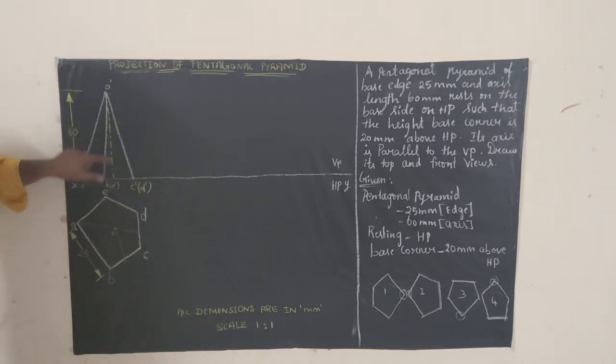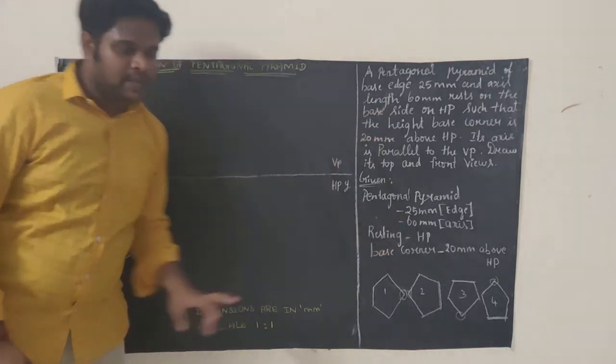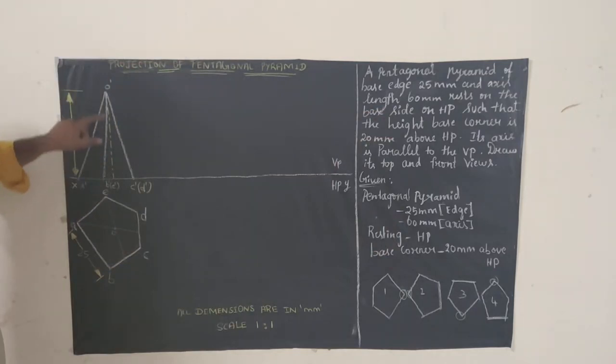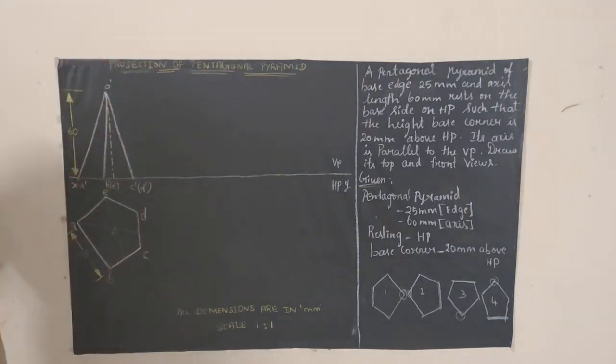From that point, for the height of 60 that they gave, the axis length is 60 mm. So from here you have to draw the axis for 60 mm. The axis should be long dash, short dash, long dash, short dash, and at the final point you have to keep a point and mark it as O dash. From the reference line till this O dash, the distance will be 60 mm. That is the axis of the pyramid.